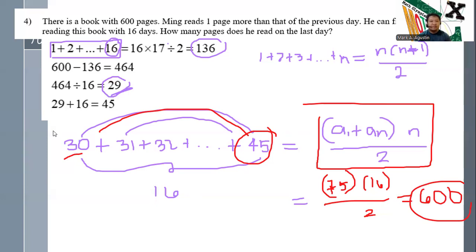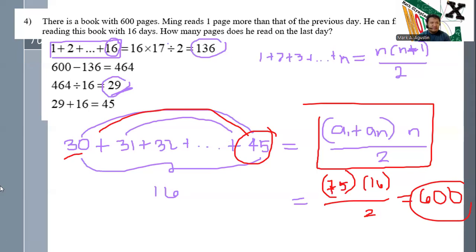Any question with number 4, everyone? What is the answer? 45 is the answer. And on the last day, there are 45 pages, because first day 30, second day 31, third day 32 pages, fourth day 33, and so on until on the 16th day, we have 45 pages. So the answer for this question is 45. Are we clear with that one, everyone? Yes, Marcus.